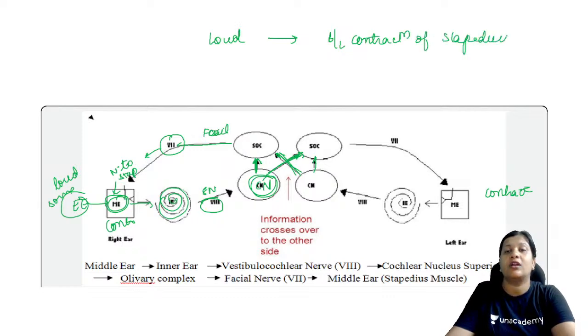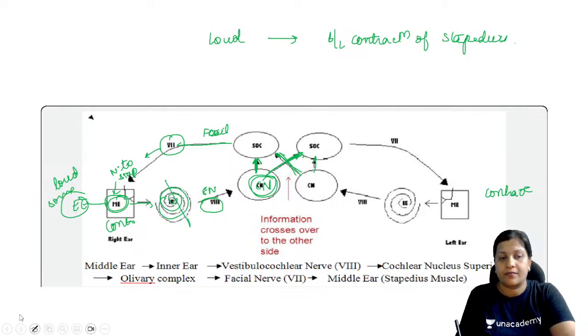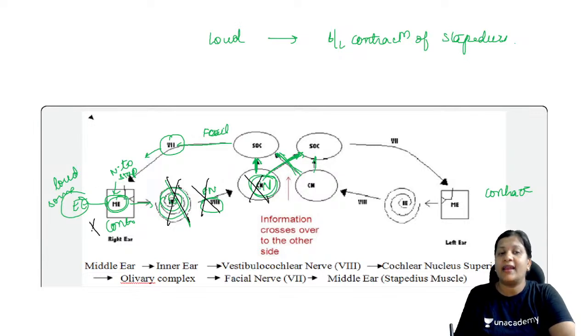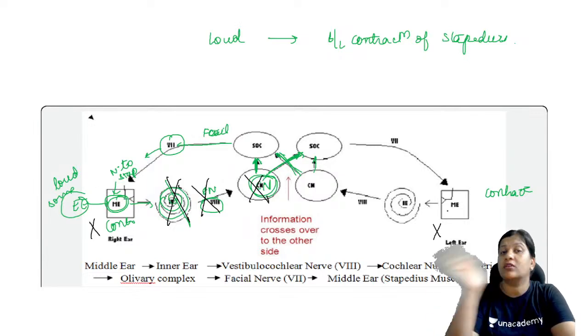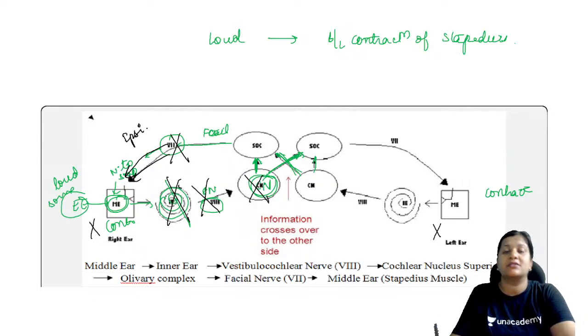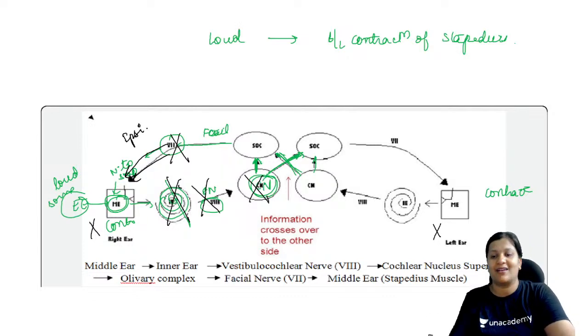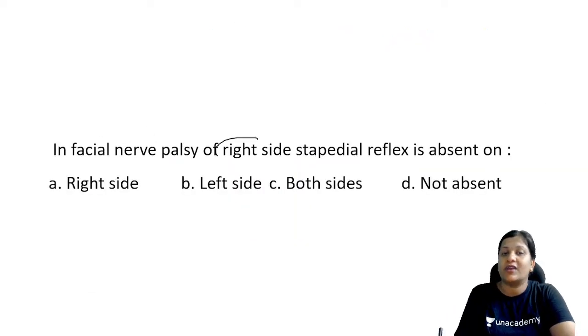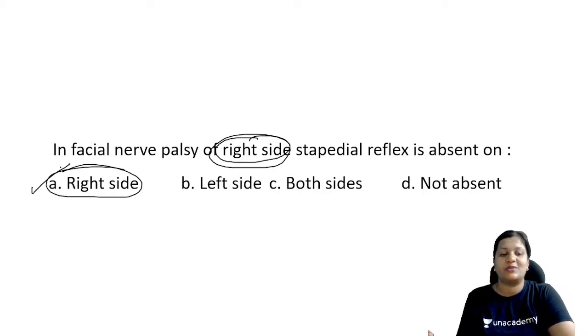So this is about your first point. Now, if there is a cochlear pathology, or an eighth nerve pathology, or a cochlear nucleus pathology, you will have bilateral loss of the stapedial reflex, because on both sides the impulses will not travel. But if there is a facial nerve pathology, only on that ipsilateral side will impulses not travel, and we will see loss of the stapedial reflex. So here they're asking about facial nerve palsy on the right side: the stapedial reflex will be absent on the ipsilateral side. So that's the correct answer.